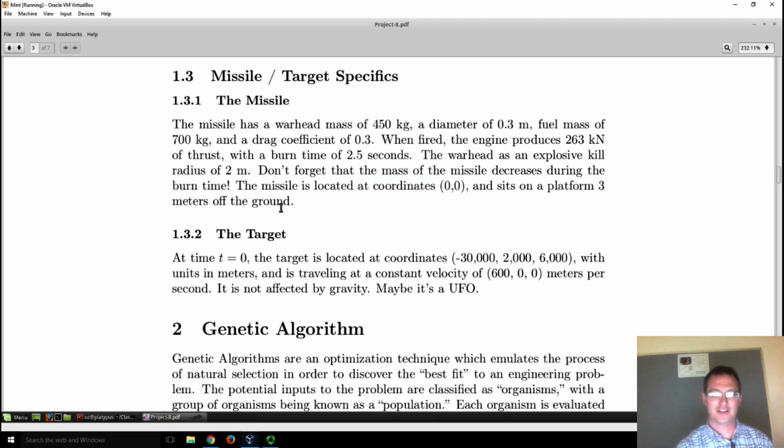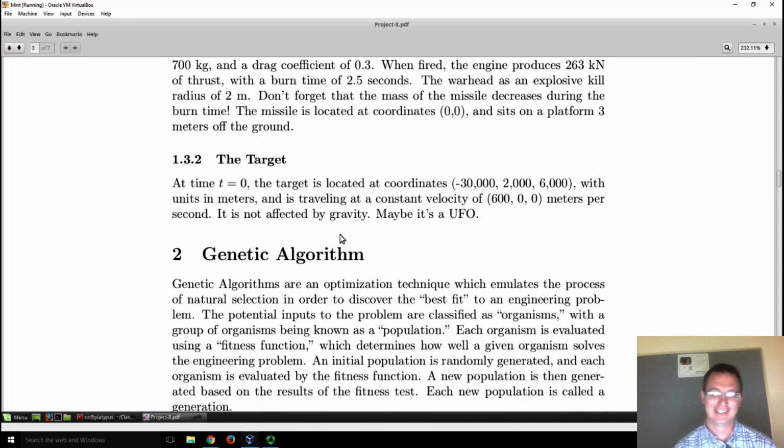All right, so our target is located at the following coordinates. Okay, so it's 6,006 kilometers in the air, and it's located some distance away, and it's traveling at a constant velocity of 600 meters per second, which is roughly the top speed of an F-22. And it is not affected by gravity, okay? So our target's not falling, it's traveling.